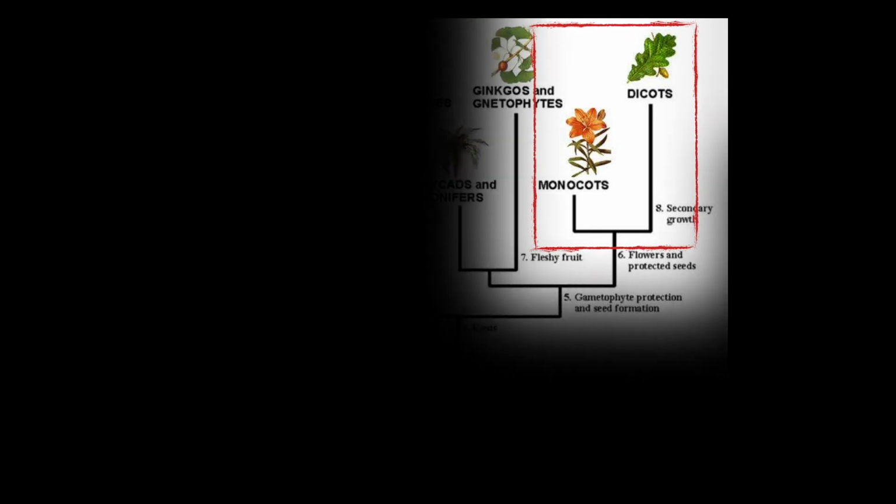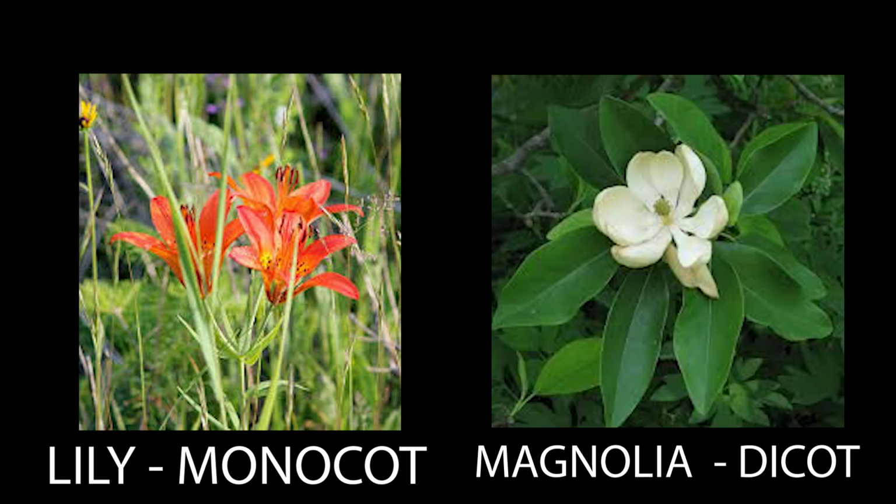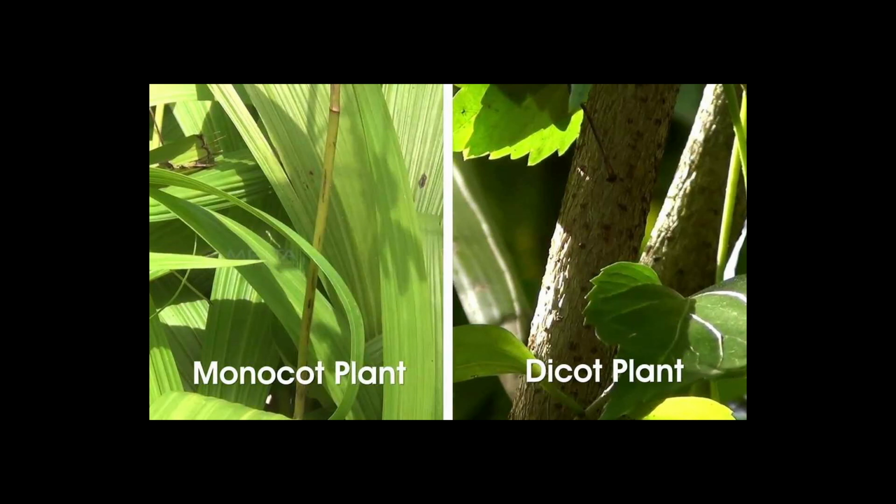Now, within the flowering plants, we have two more subgroups called the monocots and the dicots. And basically you just want to think of these as two groups of plants with common ancestors. So the monocots are a group of plants that descended from ancestral lily-type plants, and the dicots are the group of plants that descended from ancestral magnolia-type plants. So basically the group of plants that their grandma was named Lily, and the other group of plants that their grandma was named Magnolia.